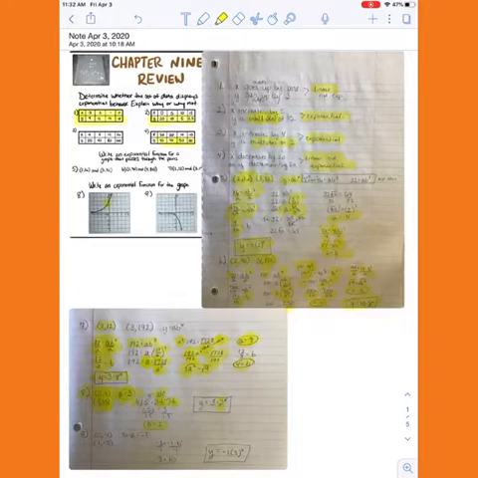So I plugged in my B, 2. I plugged in my A, 3, and I get Y equals 3 times 2 raised to the X.